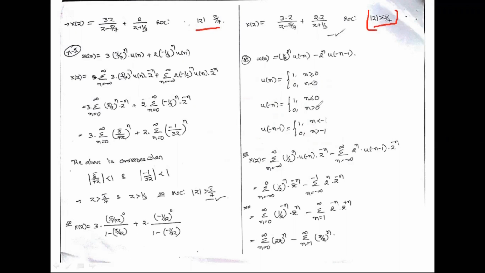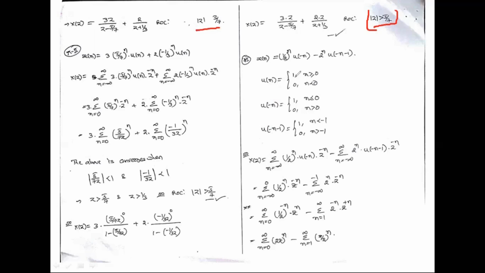Similarly, next example: (1/2) whole power n, u of minus n. Don't confuse, my dear students, u of minus n, this one. And minus (2) whole power n, u of minus n minus 1. Again, this is a mistake we made.